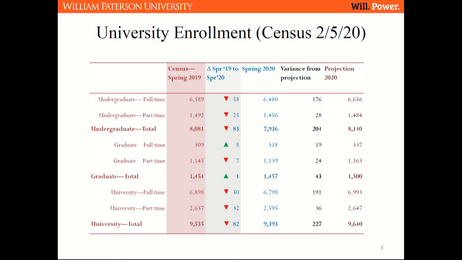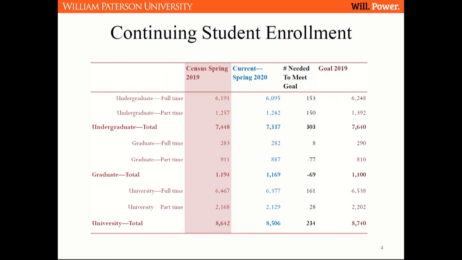One of the things that we do when we're looking at university enrollment is we like to disaggregate the numbers so that you can see what's going on. Enrollment at any university is built on continuing student population and new students admitted to the university. So let's start with continuing students.